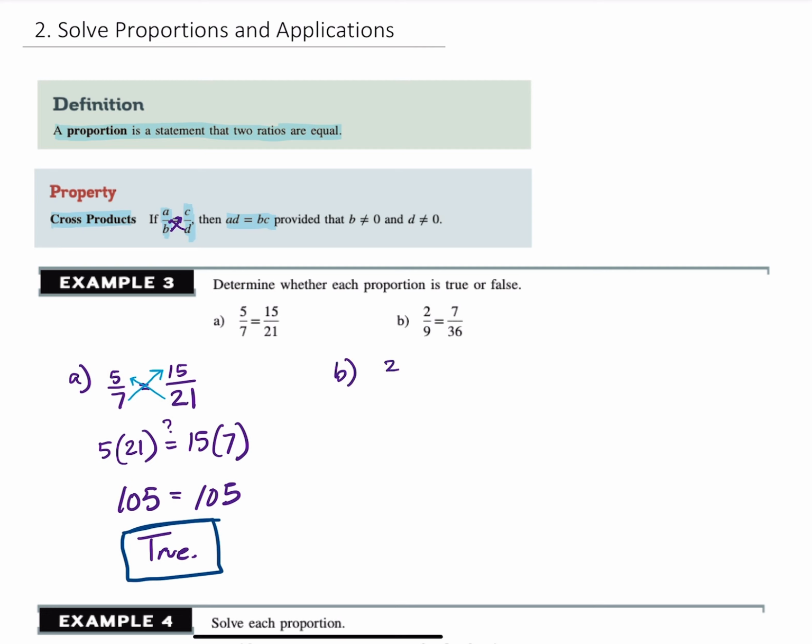So this one says, is 2 over 9 equal to 7 over 36? So let's multiply each denominator over. So this would be saying, is 2 times 36 equal to 7 times 9? 36 times 2 is 72. 7 times 9 is 63. So these are not equal to each other. Therefore, we would say this is false.